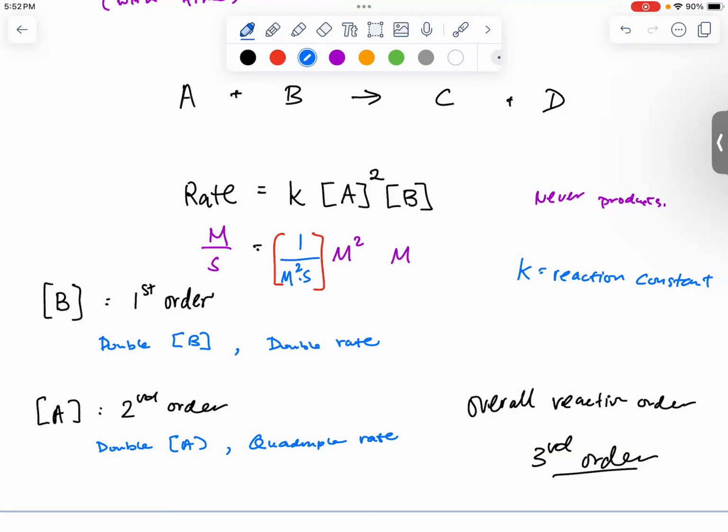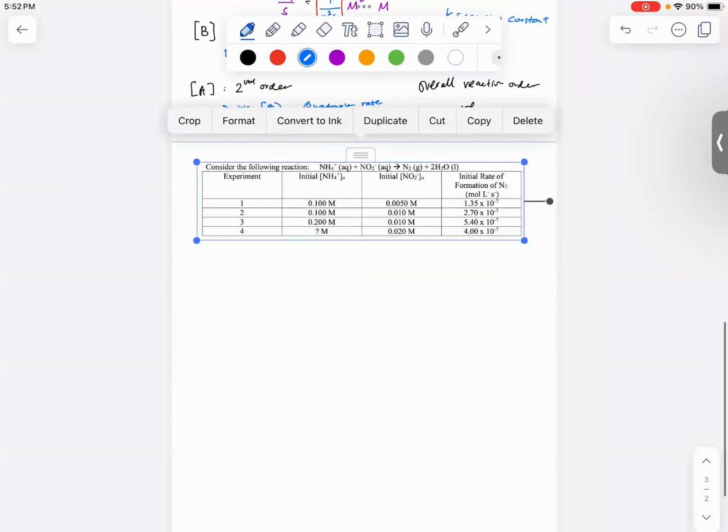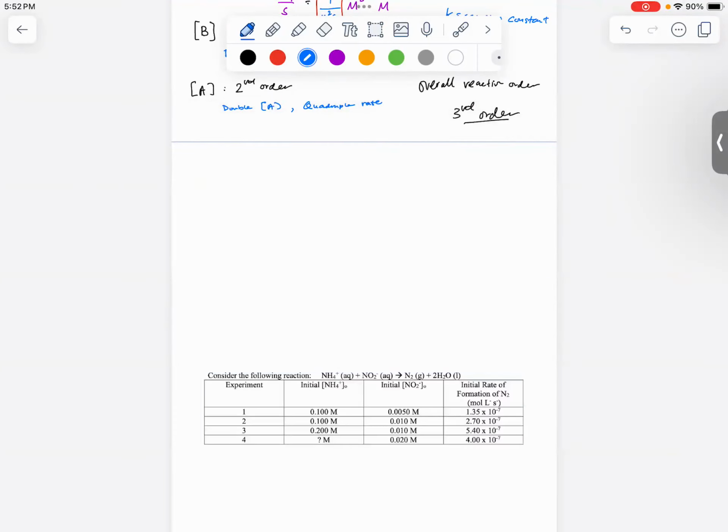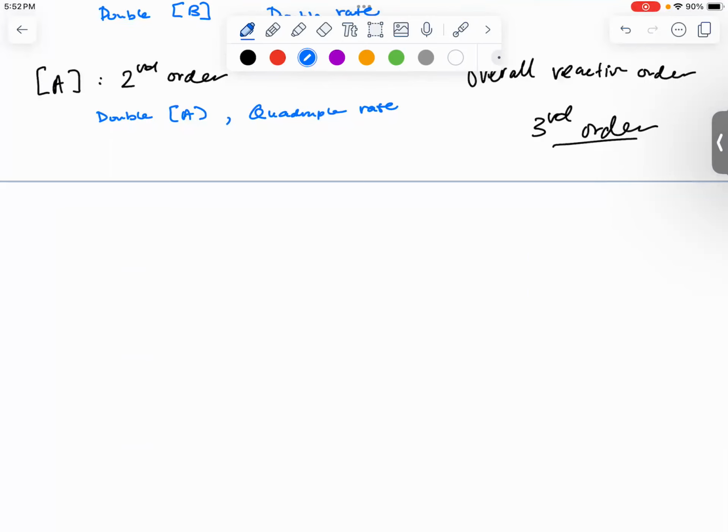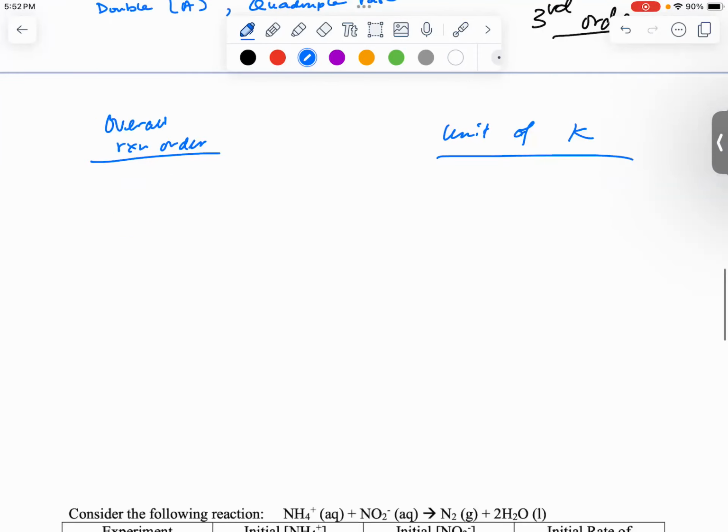Now, since we're talking about this, let's go ahead and imagine these scenarios. Okay, so overall reaction order. Unit of K. So we just discussed the overall third order, right? And the unit is 1 over m squared times s.